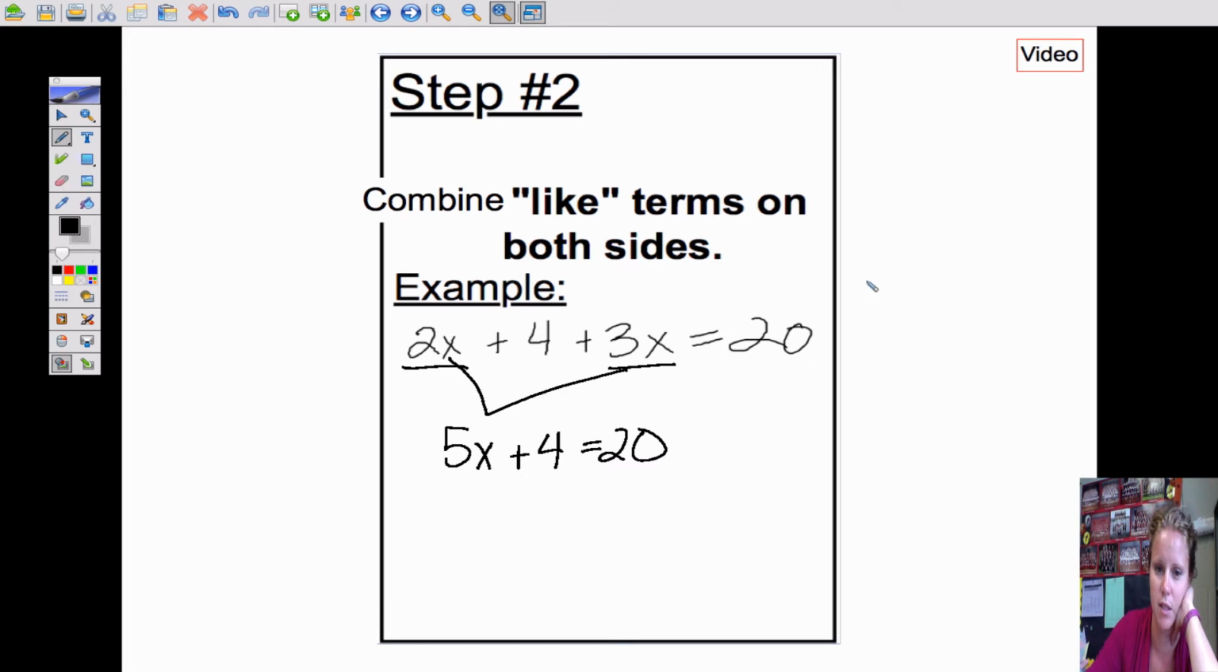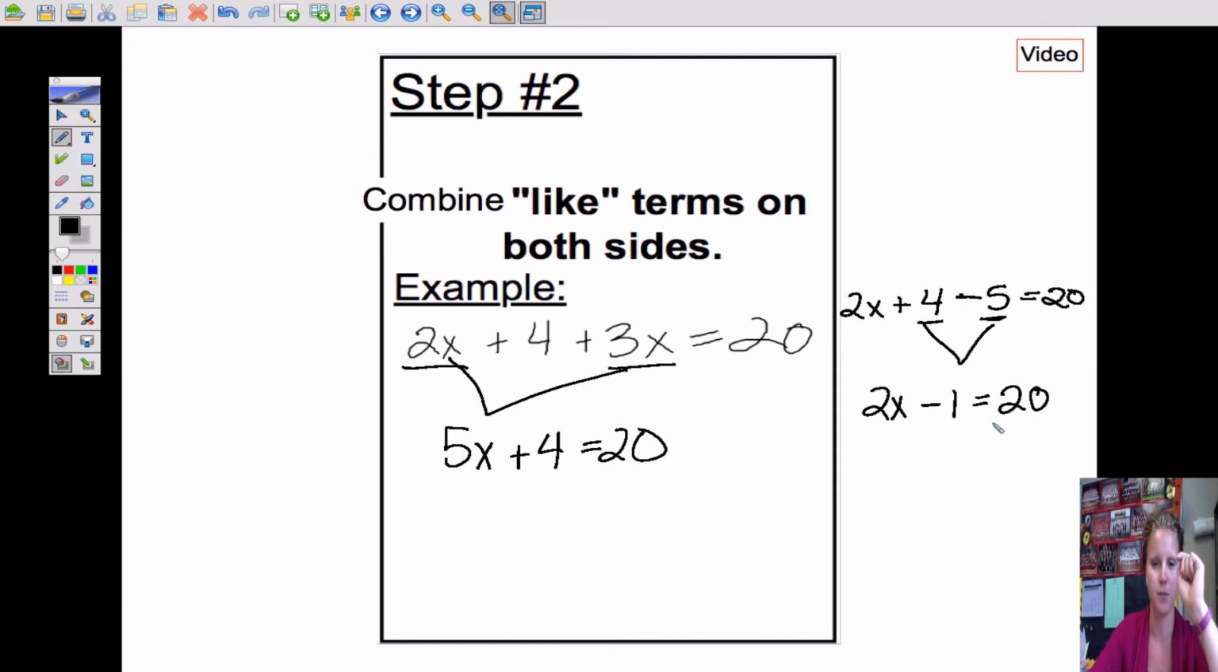Now maybe this was the equation. Instead of 2x plus 4, it was 2x plus 4 minus 5 equals 20. Okay? There, our like terms are just the constants, and so we can combine those again. A positive 4 and a negative 5. We'd have 2x minus 1 equals 20. Alright, so that's step 2.